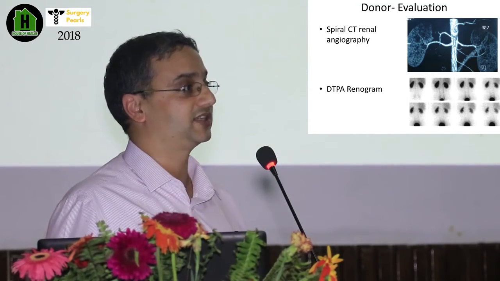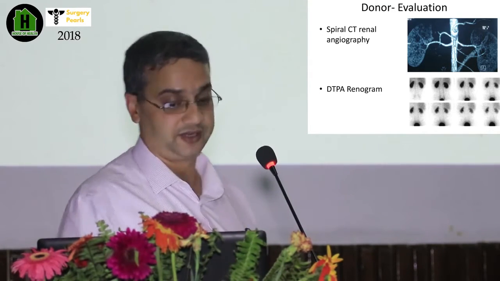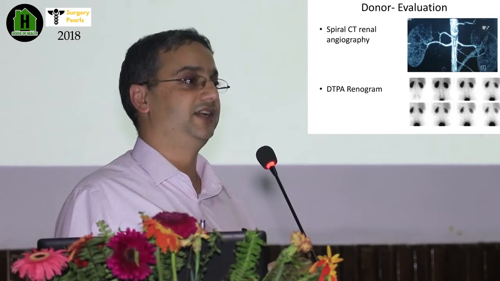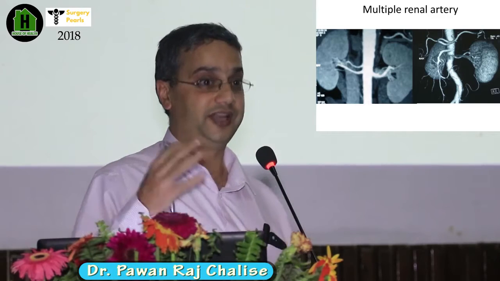So we are using CT scan for angiographic evaluation of the patient, because we know that when we are harvesting the kidney and doing the transplant, we are anastomosing the renal artery, renal vein, and ureter. So we must know all the details beforehand, and it also helps us in choosing which side to take. Similarly, we also perform diuretic renograms, DTPA renogram, to see the differential function as well. These are a few examples of multiple renal arteries that actually exist.